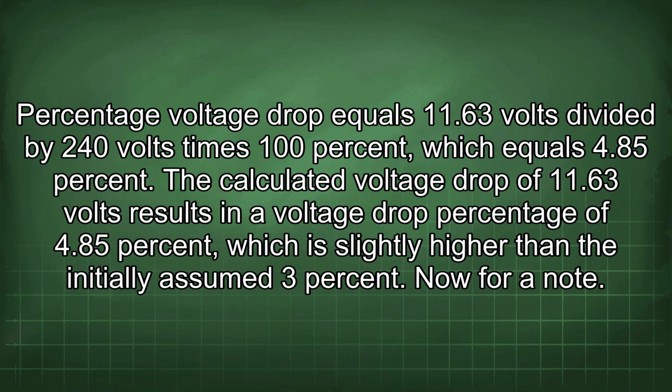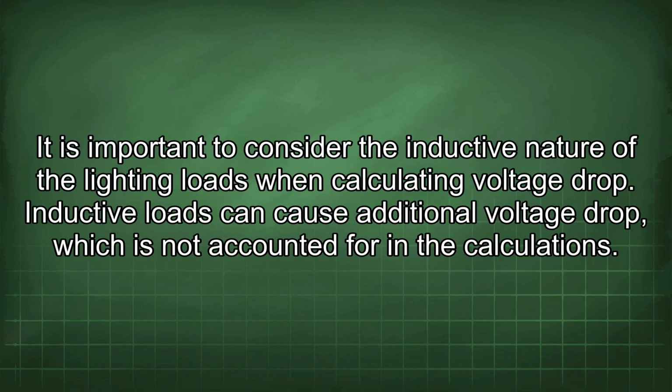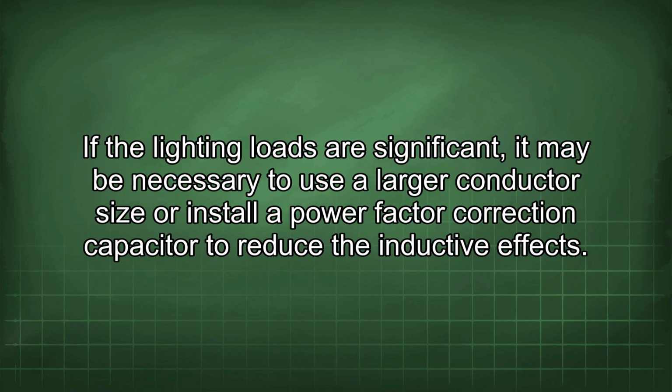The calculated voltage drop of 11.63 volts results in a voltage drop percentage of 4.85%, which is slightly higher than the initially assumed 3%. Now for a note. It is important to consider the inductive nature of the lighting loads when calculating voltage drop. Inductive loads can cause additional voltage drop, which is not accounted for in the calculations. If the lighting loads are significant, it may be necessary to use a larger conductor size or install a power factor correction capacitor to reduce the inductive effects.